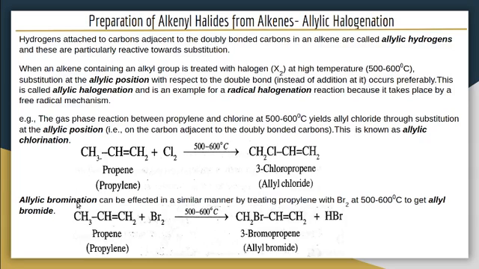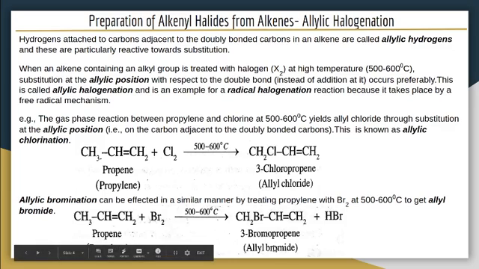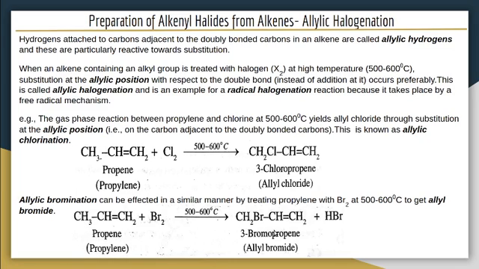Similarly, we can do allylic bromination. Allylic bromination can be effected in a similar manner by treating propylene with bromine at 500 to 600 degrees Celsius to get allyl bromide. So propene on treating with bromine at high temperature, we will get allyl bromide by the replacement of an allylic hydrogen atom with bromine. So this is allylic halogenation.